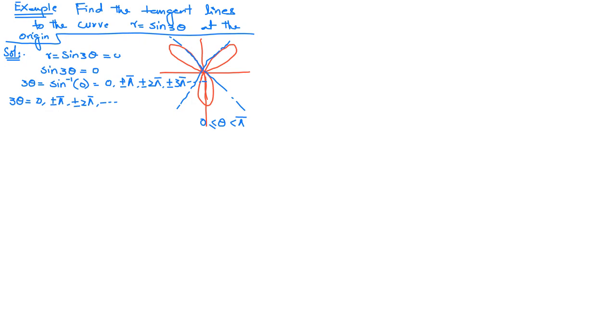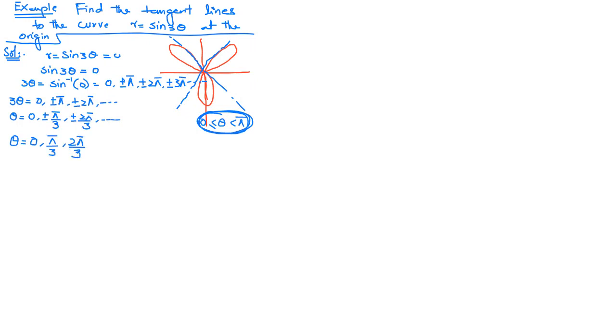Okay, now if I want to find theta, I have to divide each angle by 3. So 0 by 3 will give me 0, pi by 3, and then 2 pi by 3, and so on. But you remember I told you that theta is in between 0 and pi. So how many angles can I take? Theta is equal to 0. Theta is equal to pi by 3.